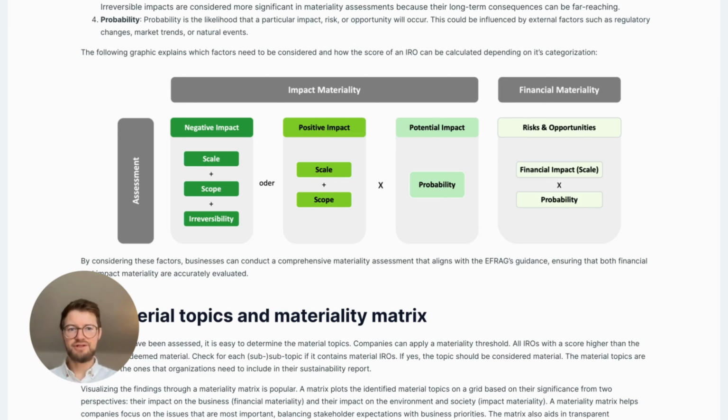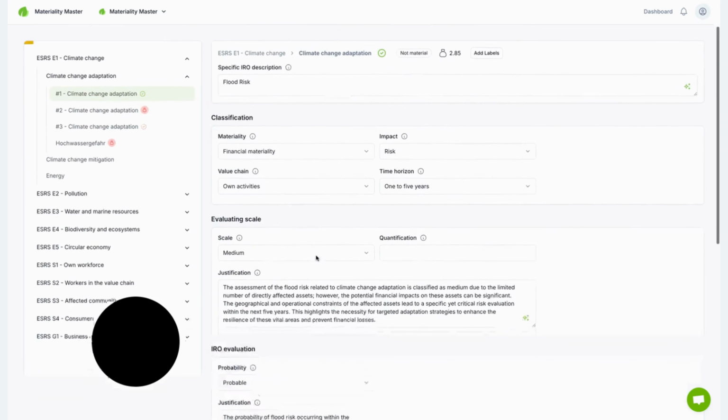In the financial materiality, it's a bit simpler. So you have the financial impact, the scale, times the probability. And there it doesn't matter if it's a positive or a chance or an opportunity or a risk, it's always the same. And for each of these elements, for example scale, scope, reversibility, you have a scoring factor behind what you enter here.